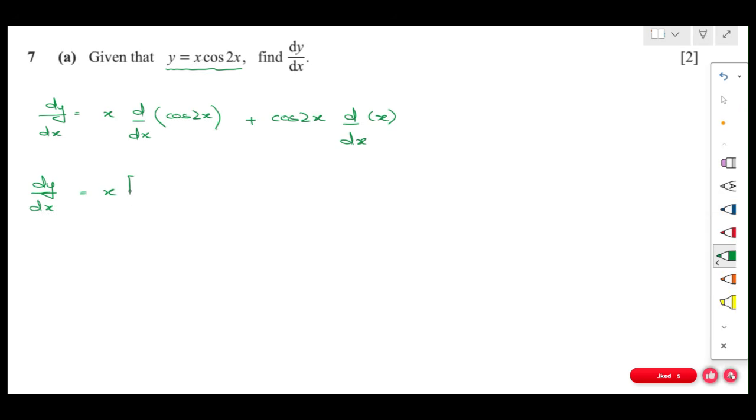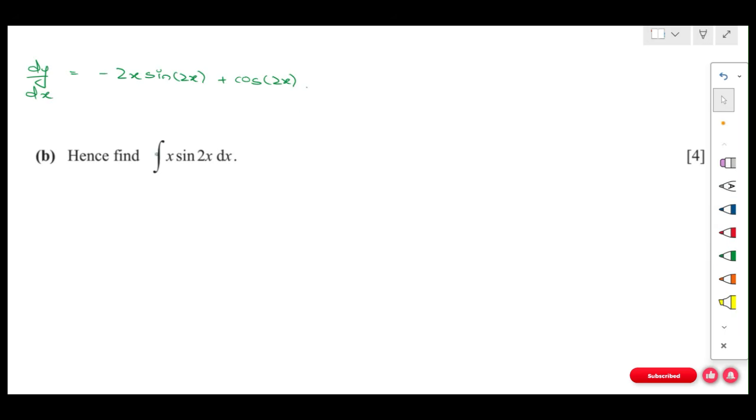So now dy over dx becomes x, the derivative of cos is minus sine 2x, and the derivative of 2x is 2, plus cos 2x as it is, dx over dx, this is just 1. So the simplified form of dy over dx is equal to negative 2x sine of 2x plus cos of 2x. This is the derivative of this function.